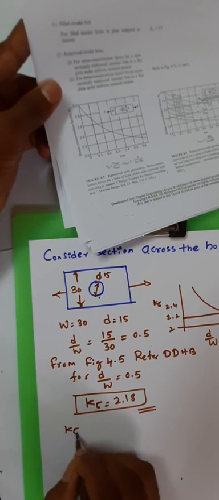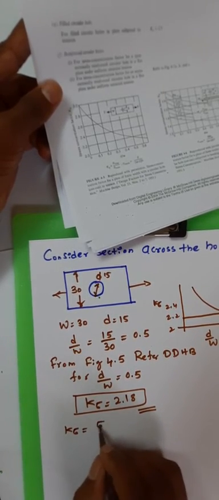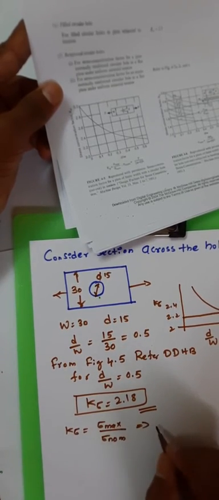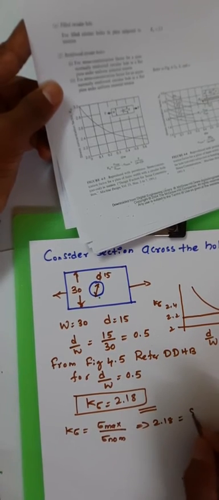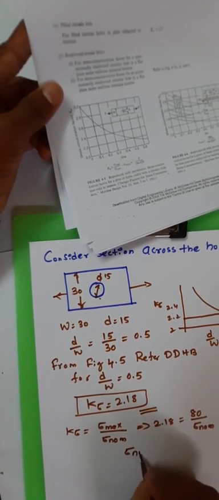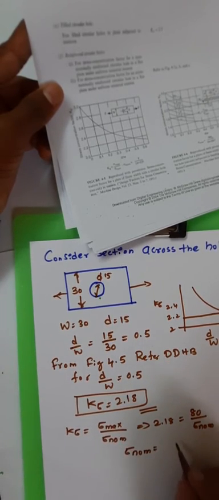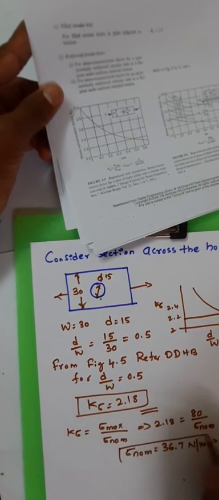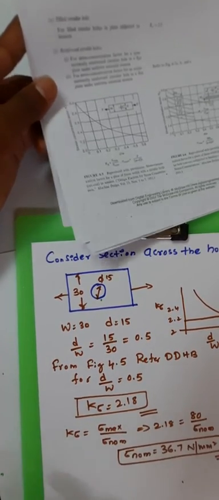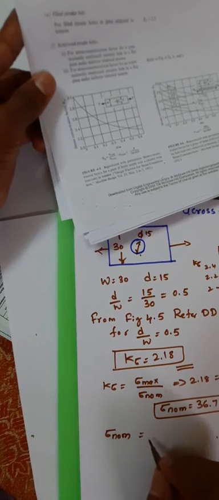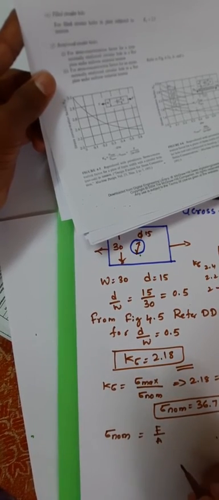Here K sigma is equal to sigma max divided by sigma nominal, that is equal to 2.18, that is equal to 80 divided by sigma nominal. If you simplify this, sigma nominal is equal to 36.7 Newton per mm square. We know that the nominal stress with respect to axial load, sigma nominal, is F by A.